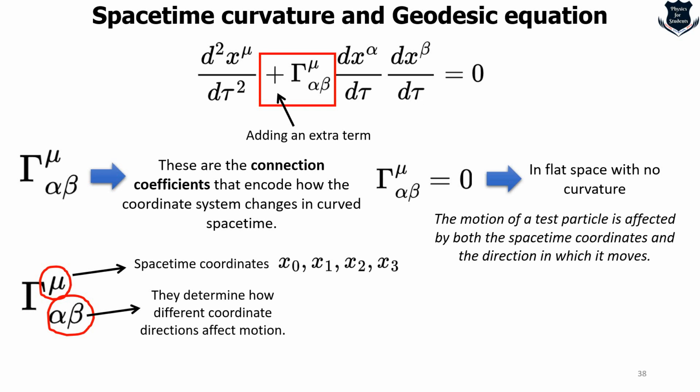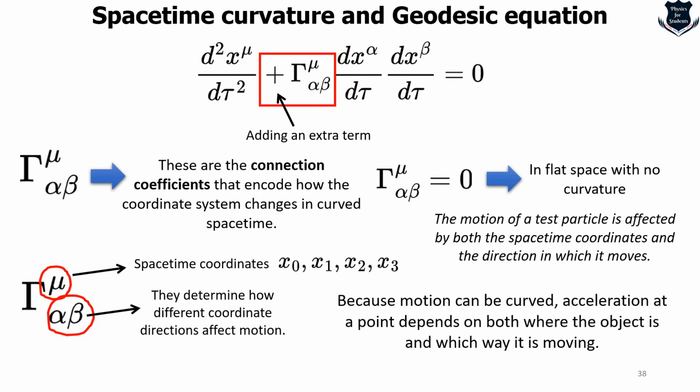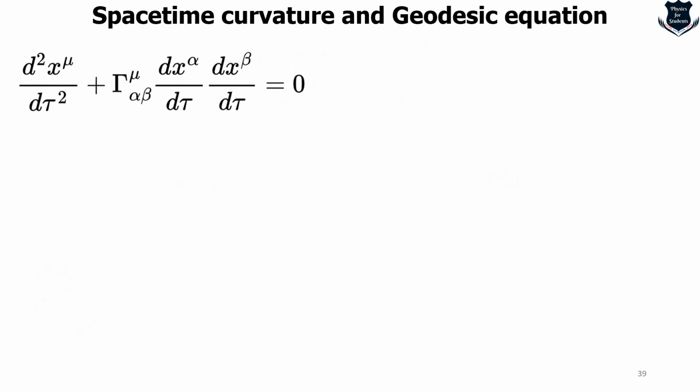This is a stark difference from Newtonian mechanics. In Newtonian mechanics it doesn't happen, because here the motion can be curved. Here the motion is curved. Acceleration at a point depends on both where the object is and in which way it is moving. I will just explain it in a pictorial understanding. So now we understood the Christoffel symbol acceleration.